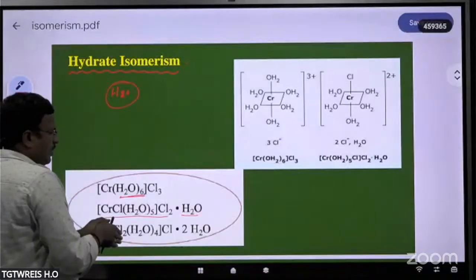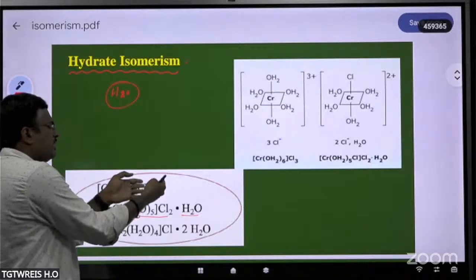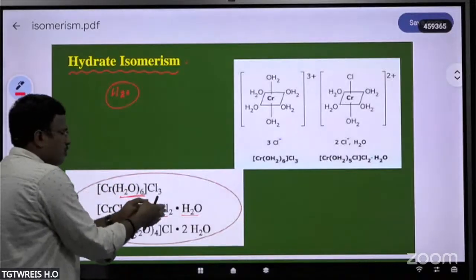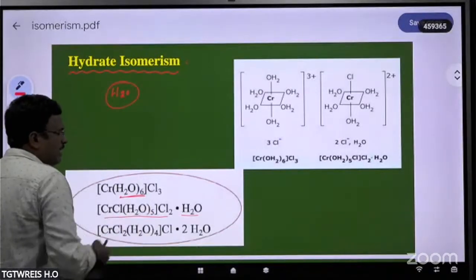Same molecular formula. Now look, how many chlorines are there outside? 3 chlorines, and inside 0. But here outside there are 2 chlorines and inside 1. So which parameters change?